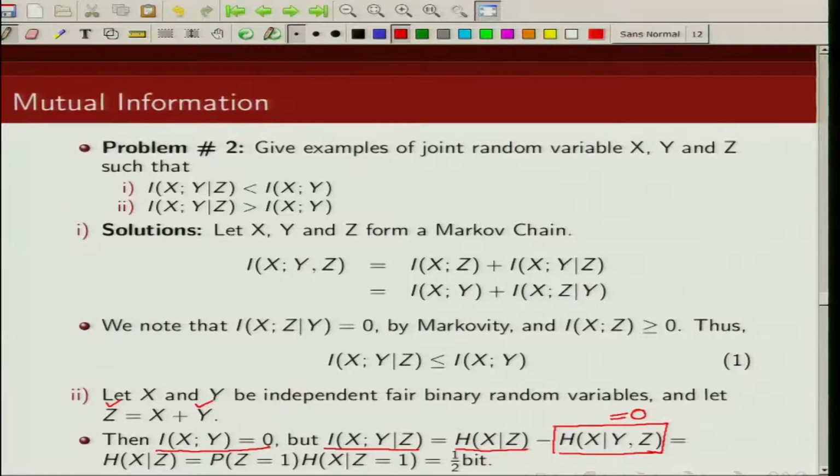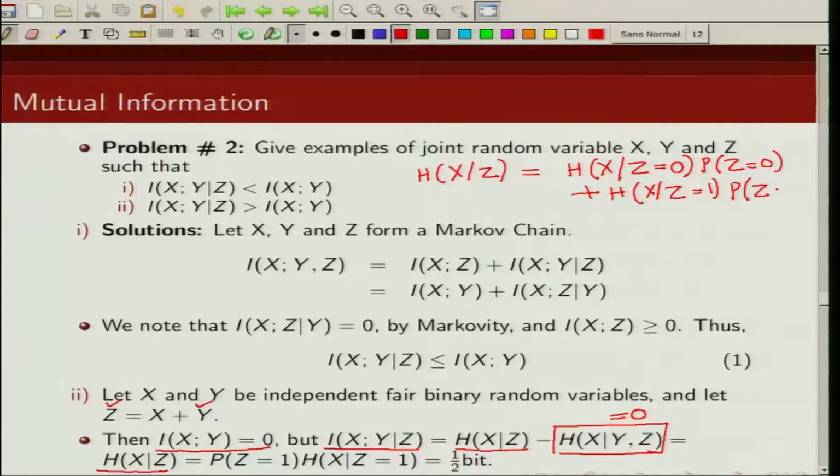So then the mutual information between x and y given z can be written as the uncertainty in x given z. Now the uncertainty in x given z is equal to the uncertainty in x given z is 0 multiplied by the probability of z being 0, plus the uncertainty in x given z is 1 multiplied by the probability of z equal to 1. Now what happens when z is 0? When z is 0, since x and y are binary random variables, we know y will also be 0. So there is no uncertainty in x when z is 0.